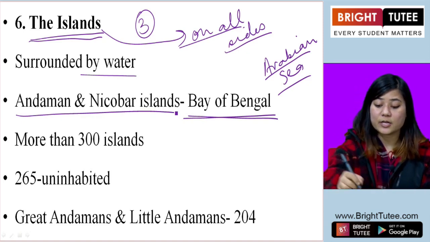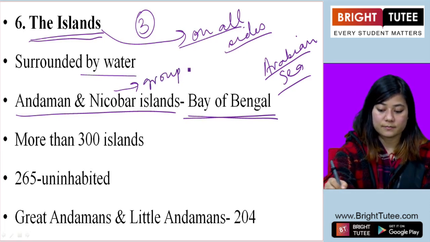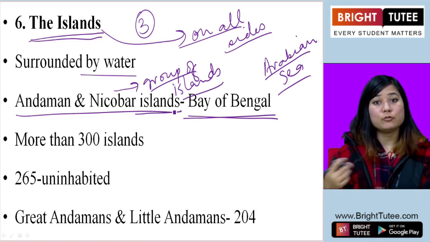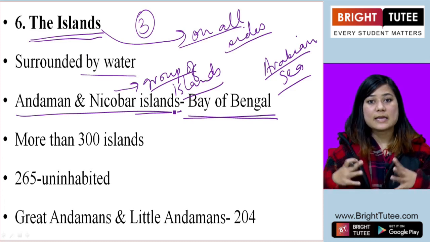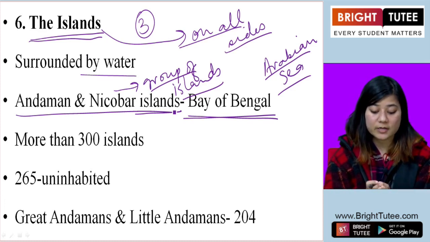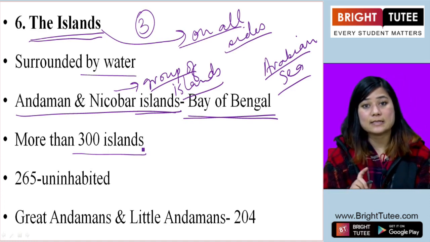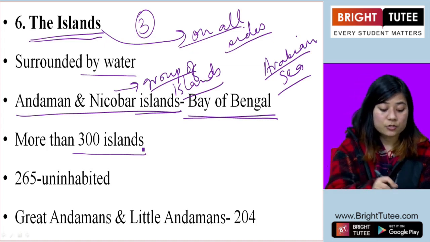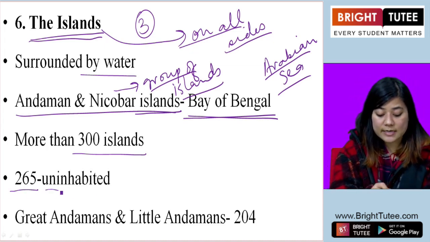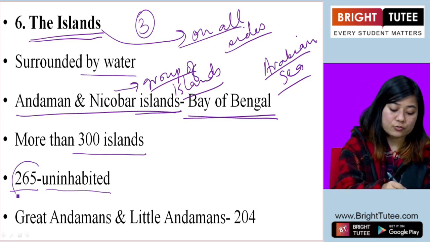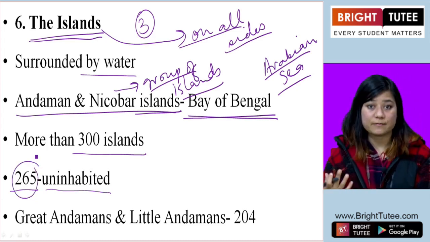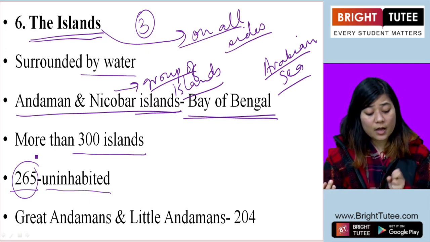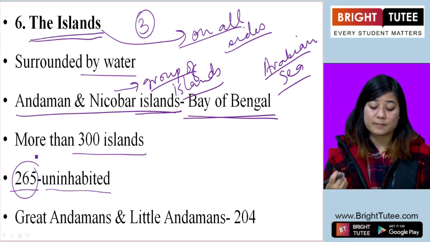Now this Andaman and Nicobar Islands are a group of islands. That's why we call it islands, plural, not island, okay, because it is a group of islands. There are more than 300 islands in Andaman and Nicobar Islands, and out of that 300 islands, 265 are uninhabited, meaning in 265 islands people do not live. People cannot live there. Okay, so only about 35 islands are inhabited by people.